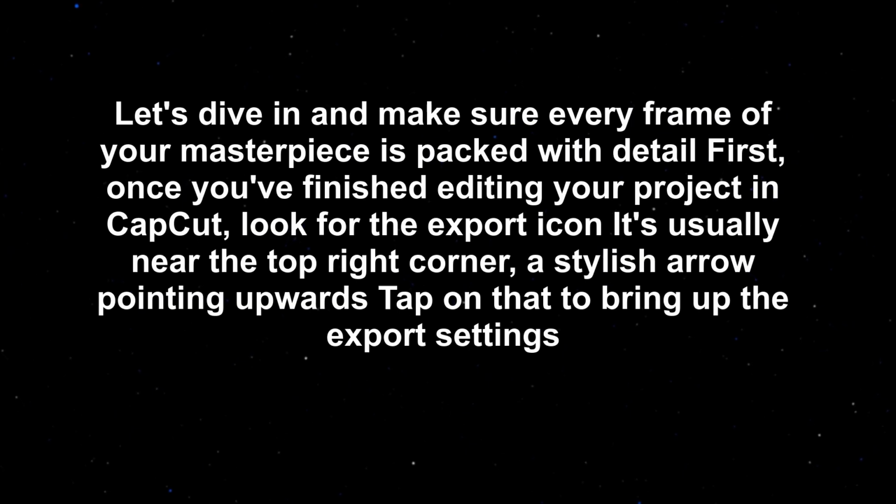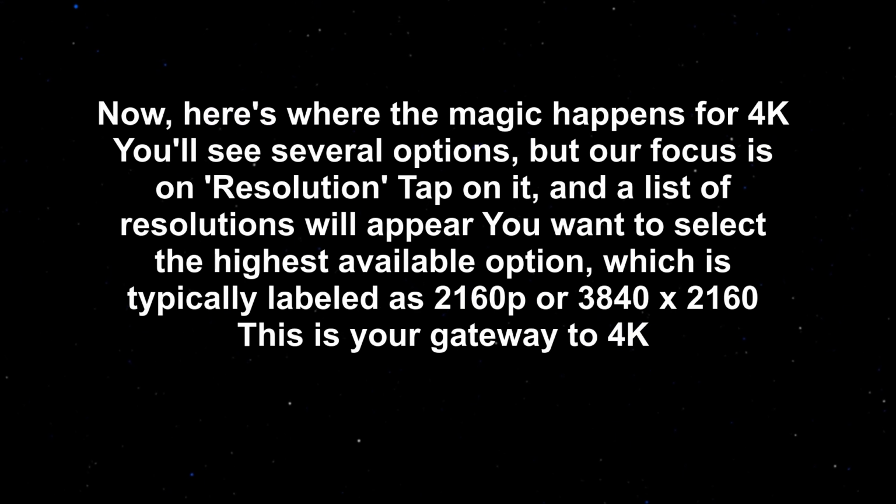Once you've finished editing your project in Capcut, look for the export icon. It's usually near the top right corner. A stylish arrow pointing upwards, tap on that to bring up the export settings. Now, here's where the magic happens.